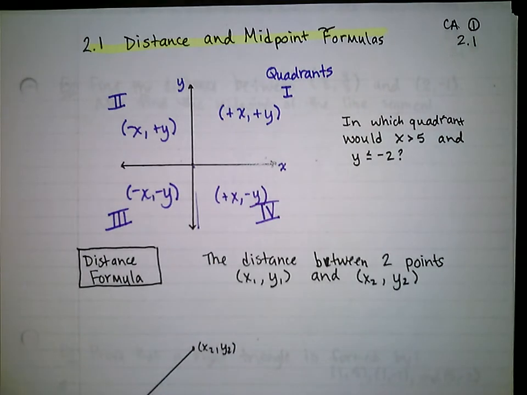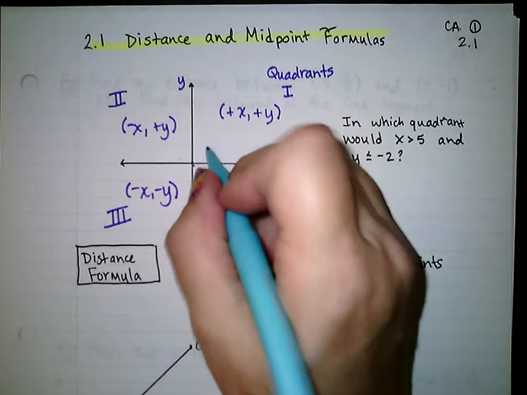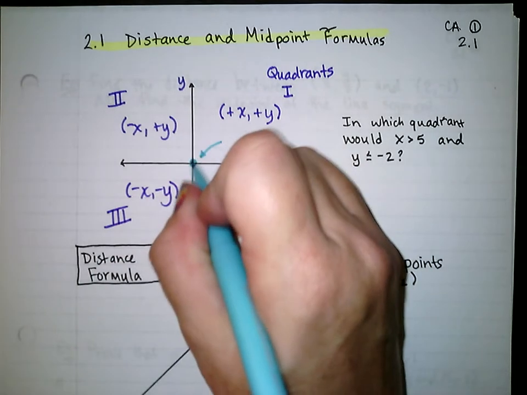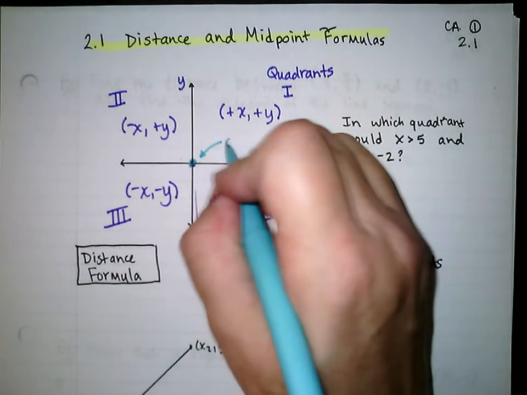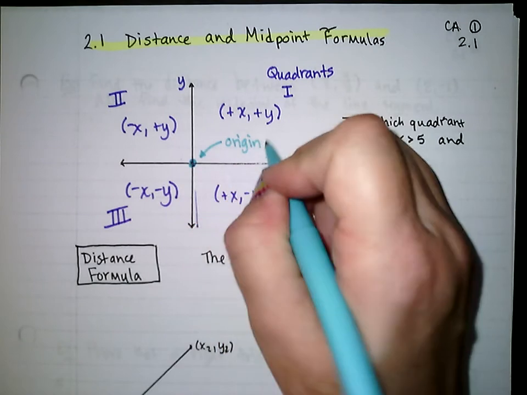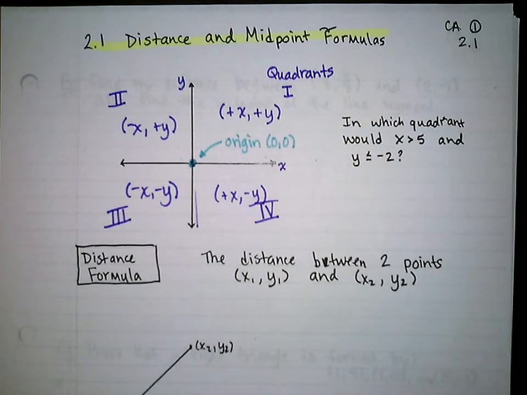Like I said, this ordered pair in the center here, where the two axes cross, is called the origin, and its ordered pair is 0, 0. So when we go to plot a point, our points can either be in a quadrant, in quadrant 1, 2, 3, or 4, or they can be on an axis. If they're on an axis, then technically they're not in any of the quadrants.